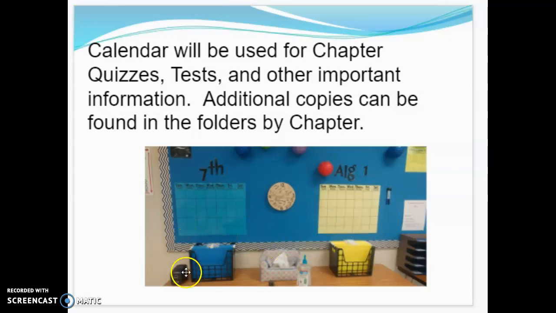Then you're going to see a bin of folders here that are blue for 7th grade and yellow for 8th grade. If you need an extra copy of a worksheet or an extra copy of a notes packet or anything, I'll have them in these folders by chapter. You can also access that on Schoology, okay? And of course, distance learners, you're picking up all of your materials this Friday at the end of the week.